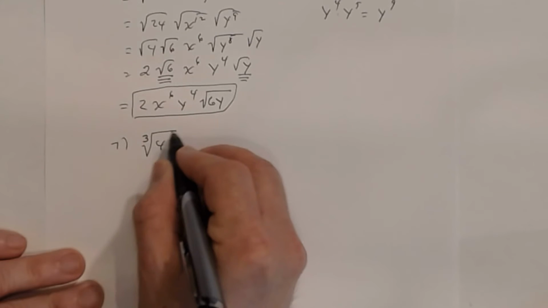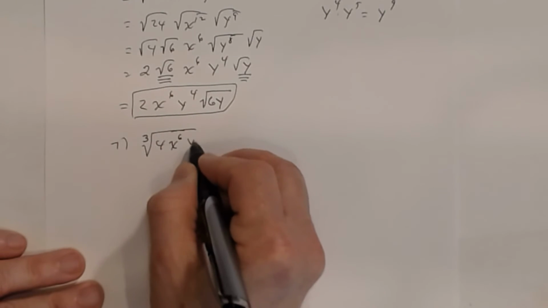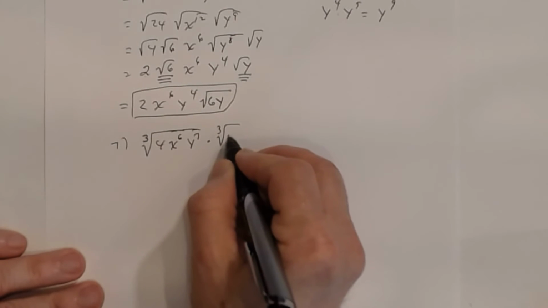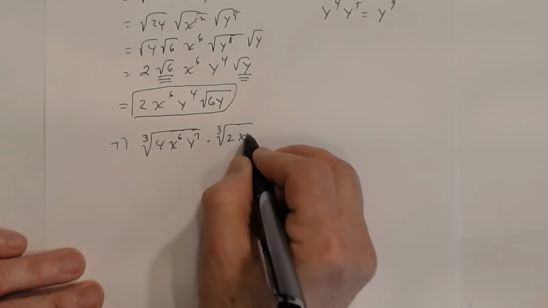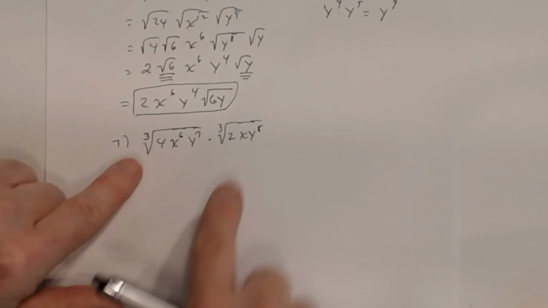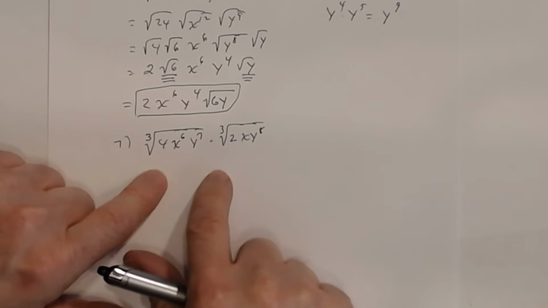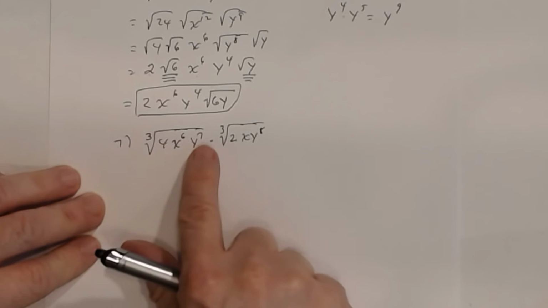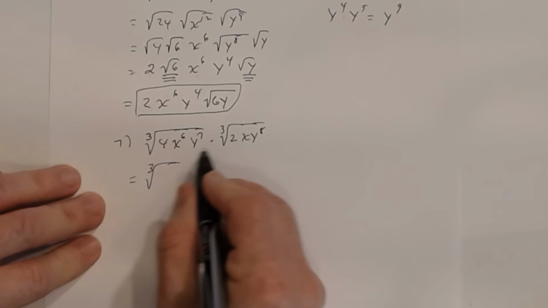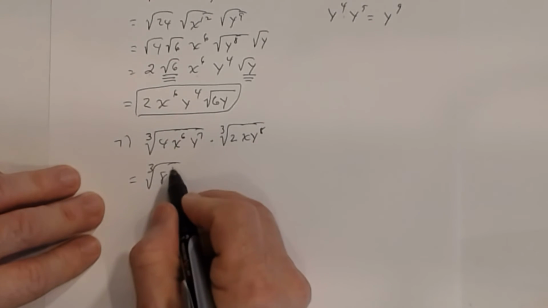Cube root of 4. So now that we're dealing with cube root now. Cube root of 4, x to the 6th, y to the 7th, times the cube root of 2x, y to the 8th. So I'm going to do the same thing we did earlier. So the way you want to do this, is first of all, you want to write as one cube root. So the cube root times a cube root, you can write as one cube root by just multiplying the radicands together. 4 times 2 is 8.